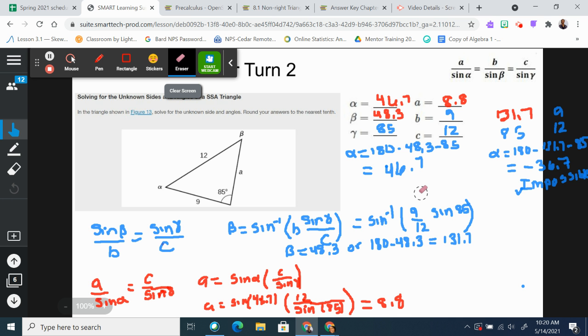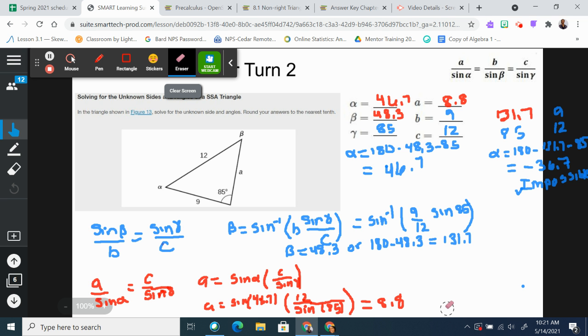But I keep going. I have everything but A, so I can get A using the law of sines one more time. So A over sine alpha is equal to C over sine gamma. I get A by itself and substitute in all my values, and I finally get that A is equal to 8.8.